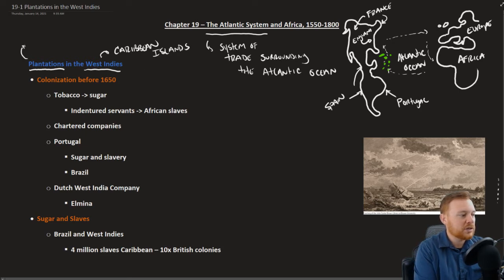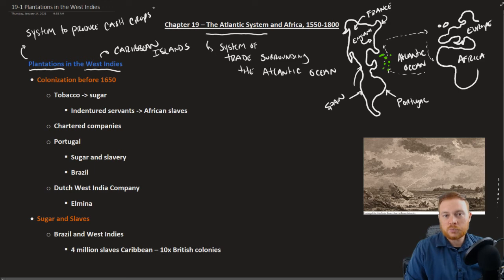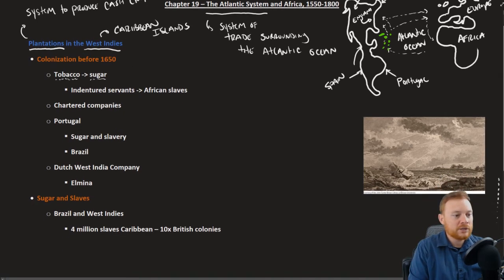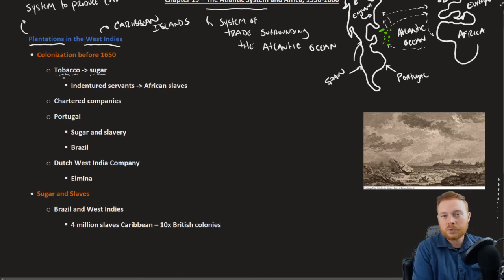And a plantation is a system to produce cash crops. In other words, it's a system in which the only goal of the plantation is to plant one single commodity. In this case, it's going to be both tobacco and sugar, and the purpose is to export that. So many of these islands were exporting cash crops, tobacco and sugar, for most of this time period, 1550 to 1800. Initially, on a lot of those islands, tobacco was a crop that was grown. However, sugar proved to be more lucrative.